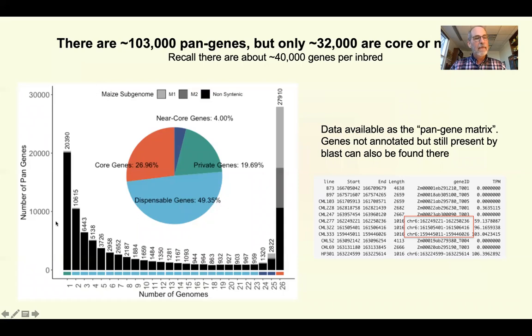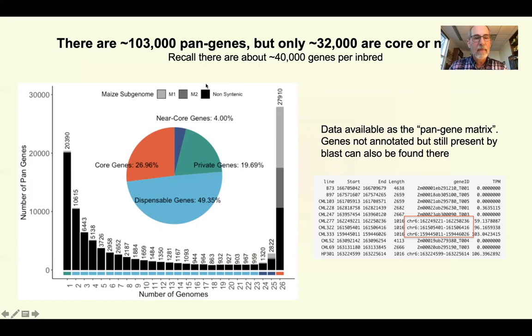We look at the number of genes present in only one inbred. So that's the one here. This is the number of genes present in only 2 inbreds. This is the number of genes present in only 3 inbreds, and so forth until you get out here to the number of genes present in all 26 inbreds or 25 or 24 inbreds. These are called core or near core. These are probably the most important corn genes.